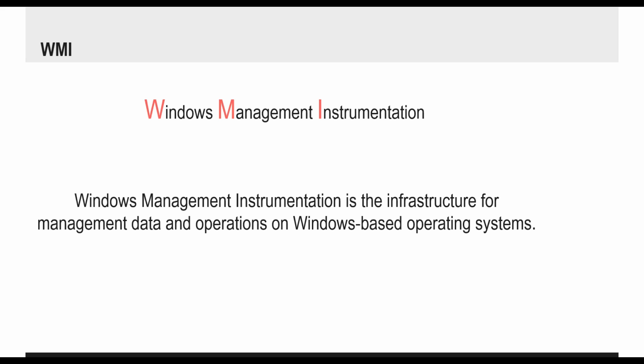So where do we get this information from? There are three main sources where we're getting the information from. One of them is the Windows Management Instrumentation. This is included in all Windows operating systems. We're using it to monitor events on Windows PCs or servers.